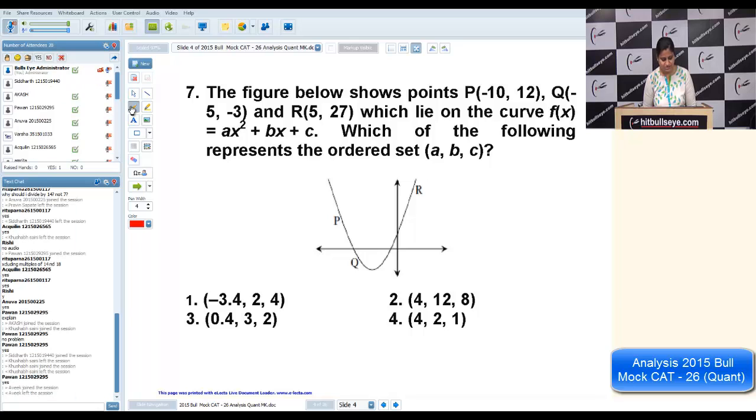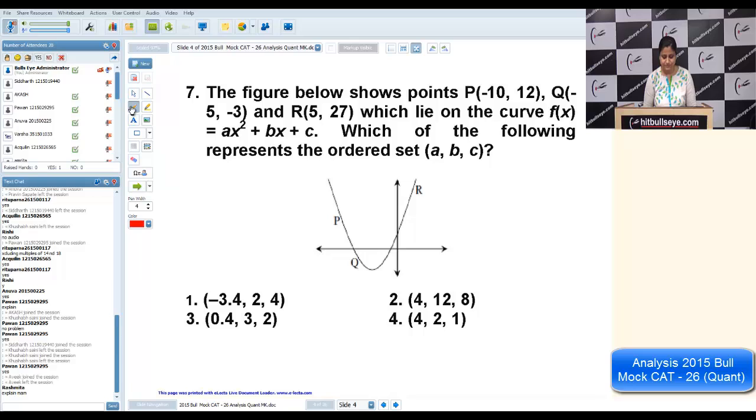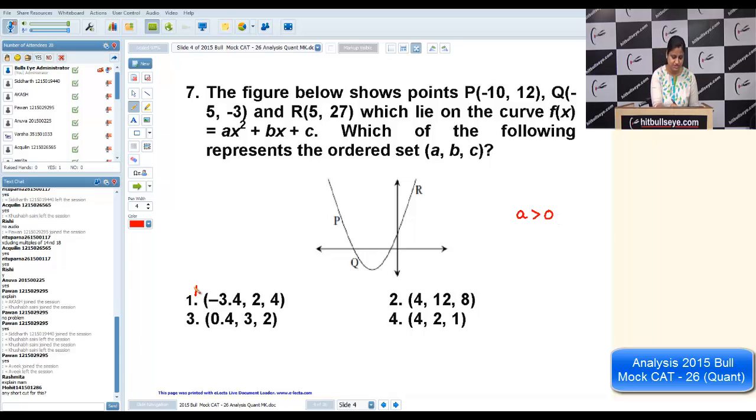Any problem in this question? Please write, explain. Yes, Rashmita. If you have knowledge of parabola, then you can see this is an upward parabola. Since this is an upward parabola, we know whenever we make an upward parabola, a should be more than 0. So the first option is rejected.